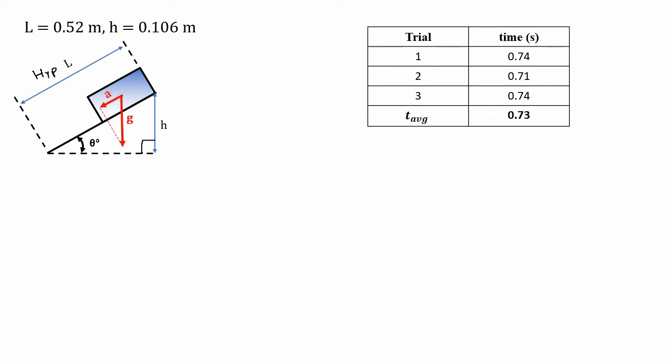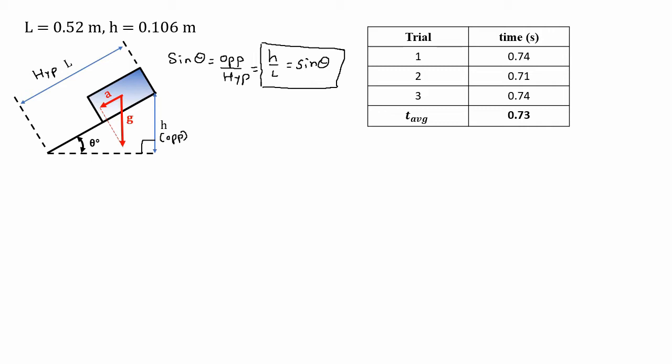And with respect to the angle theta the ramp makes with the horizontal, H represents the opposite side. And as we know, sine theta is opposite over hypotenuse. So we can write this down as H divided by L equals sine theta. This relationship here is of great importance to us.